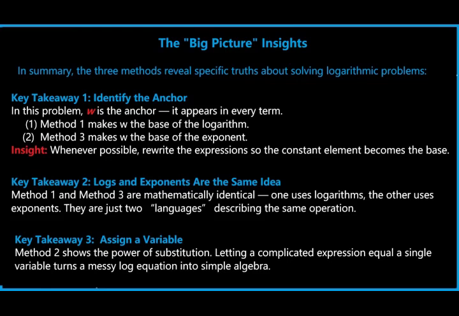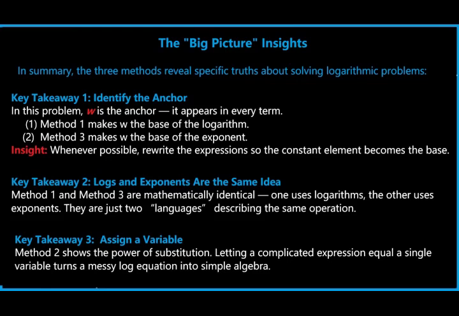Key takeaway 1. Identify the anchor. In this problem, w is the anchor. It appears in every term. Method 1 makes w the base of the logarithm. Method 3 makes w the base of the exponent. Insight. Whenever possible, rewrite your expression so the constant element becomes the base.